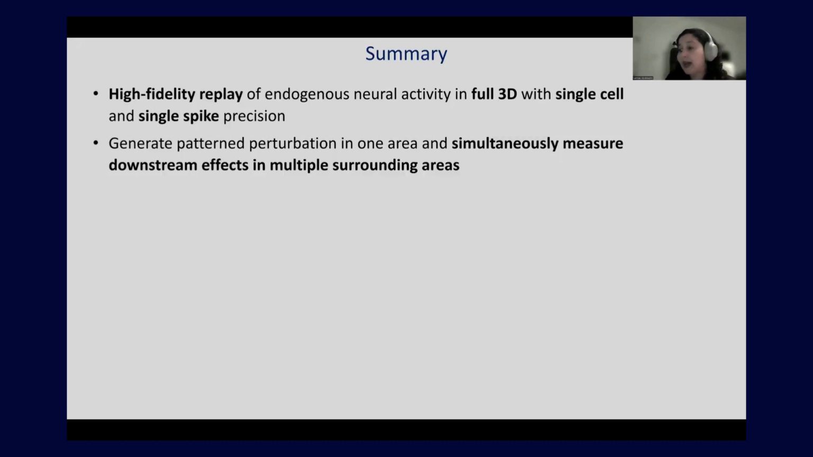To summarize, I've shown you here that we now have the technology to mimic endogenous neural activity with very high fidelity in full 3D with single cell resolution and single spike precision, and that we can generate pattern perturbation in one area and simultaneously measure downstream effects in multiple surrounding areas.